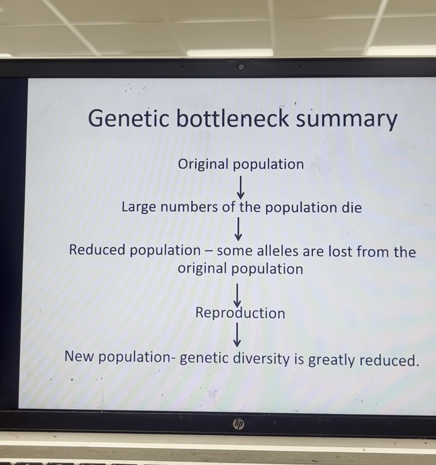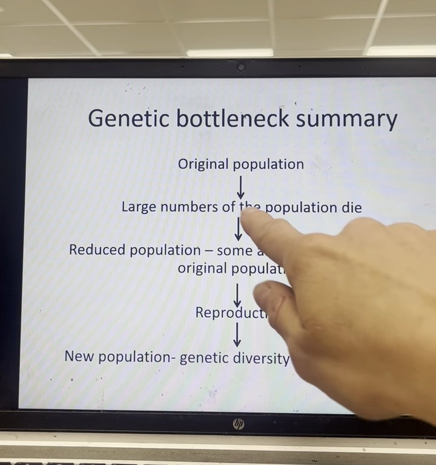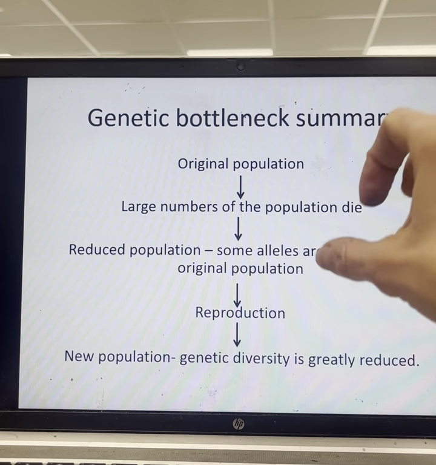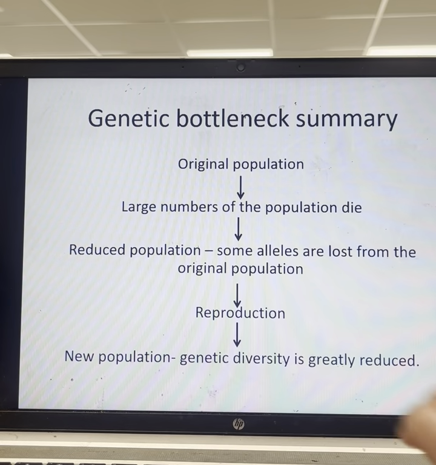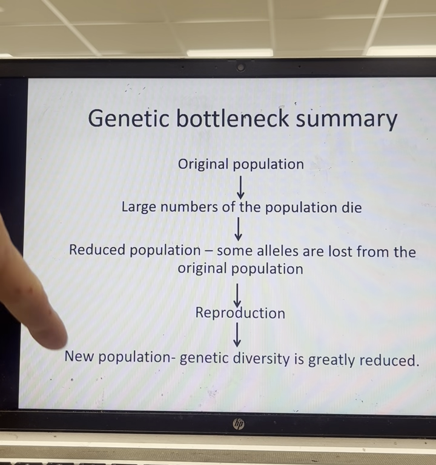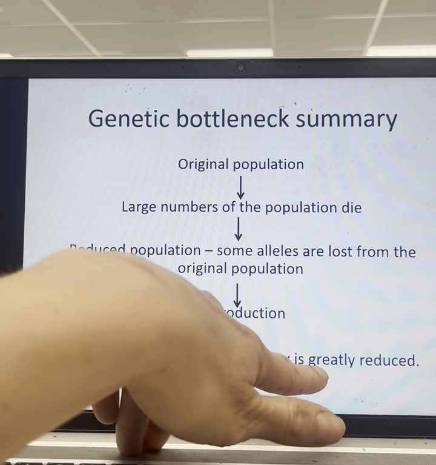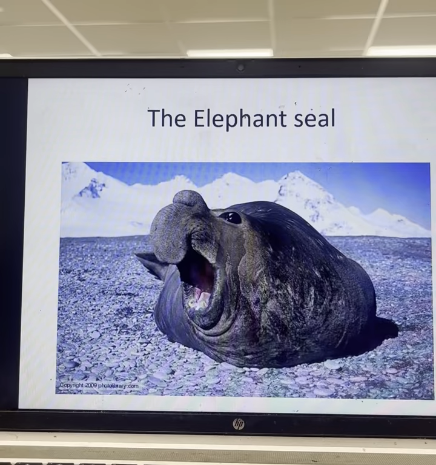Right. Original population, large numbers of the population die. Some catastrophic disaster reduces the population size. Some alleles are lost. They then reproduce with whatever is left. And then the new population's genetic diversity is greatly reduced. So you've only got those remaining. There's less of them to reproduce from.